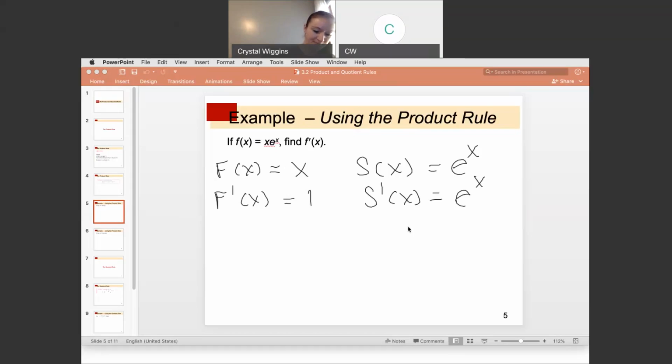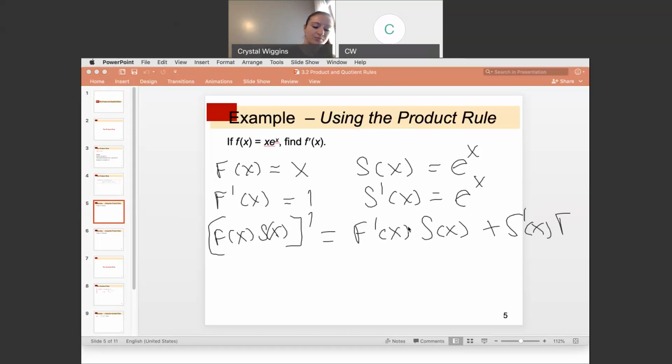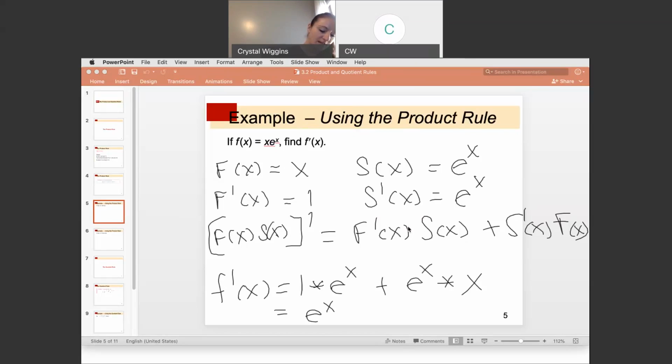Now the rule, recall, states that when you are multiplying two functions and taking the derivative, you pair up a derivative of one with the original of the other, plus, and then you switch. So my derivative of this function is going to be big F prime of x, which is 1, times the original second function, e to the x, plus the derivative of the second function, e to the x, times the original of the first, x. So if I write this a little neater, my derivative is e to the x plus x e to the x.